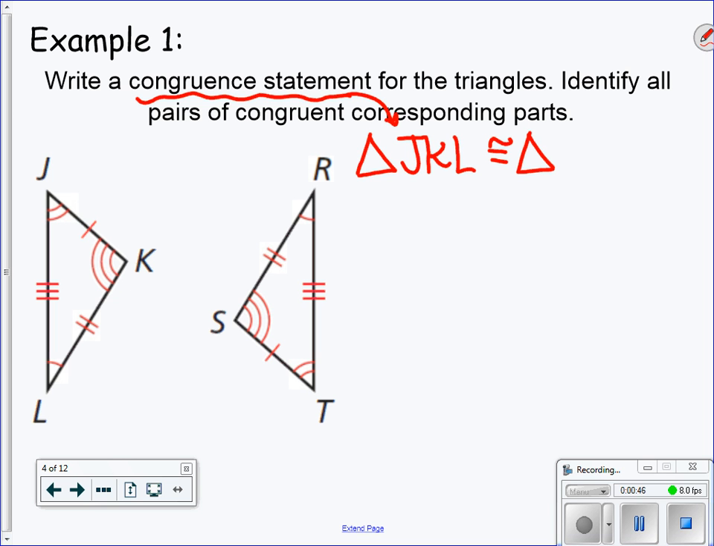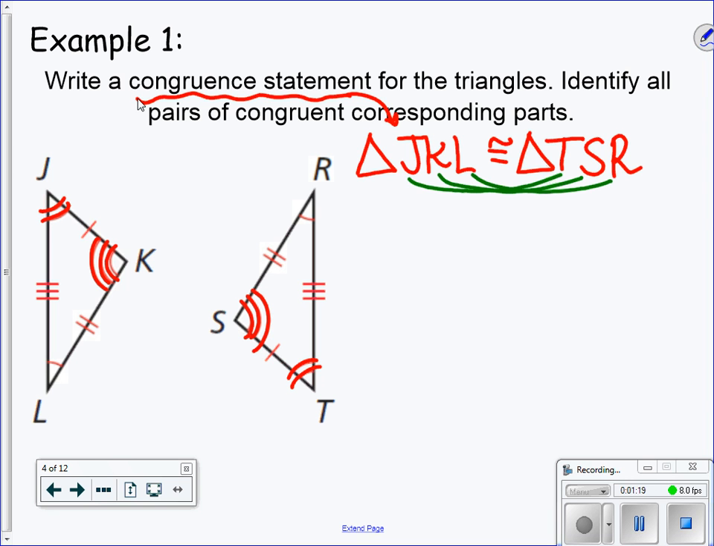Now J has a double arc mark, so the double arc mark needs to go with where the J is. So since J is first, T will be first for the other triangle. And then next was K, so that had the 3 arc marks, so find 3 arc marks, and that goes with S. So T, S, and then we've got R. Okay, so just to make sure that your J corresponds with T, K corresponds with S, L corresponds with R. So this is our congruence statement.